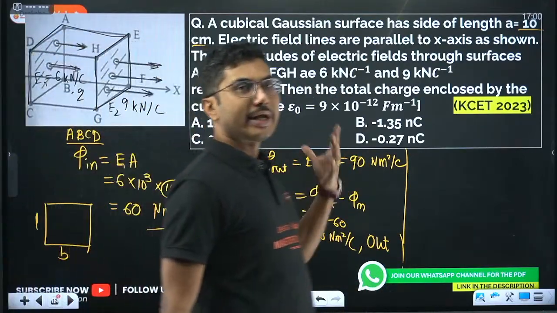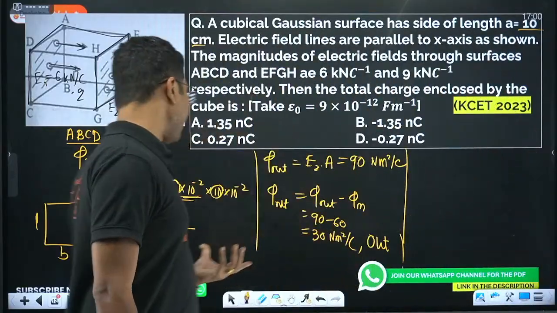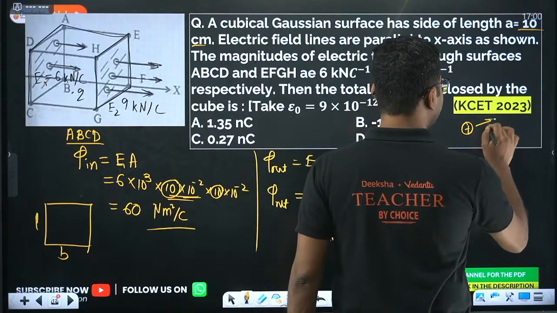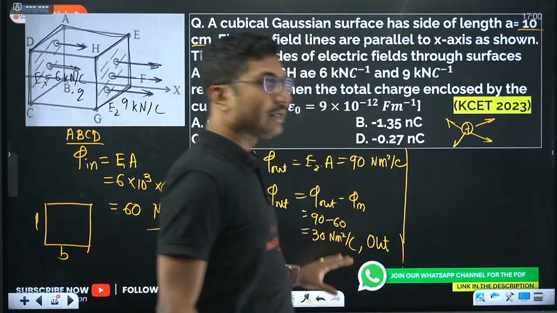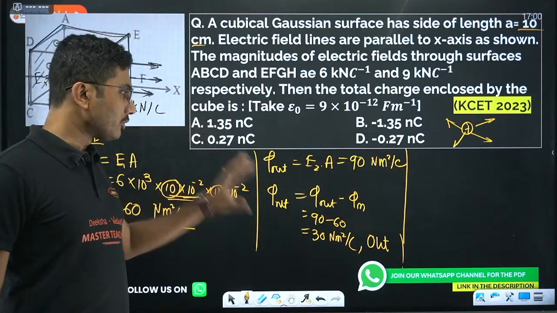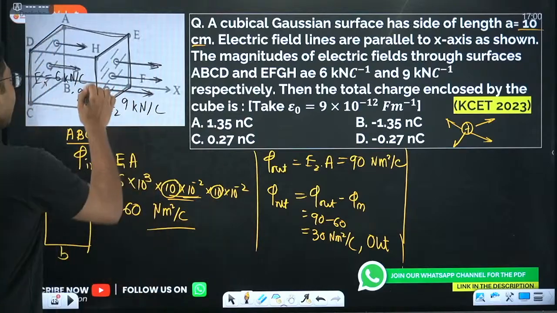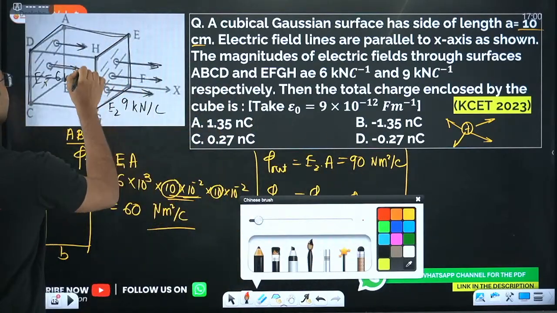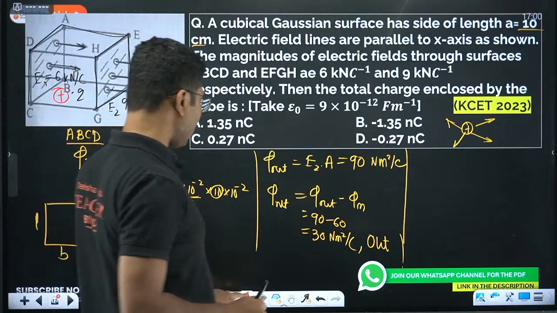Now when you get outgoing flux more, is it for a positive charge or for a negative charge? If you remember, positive charges have electric field lines outward. That means if net outgoing flux is positive, the charge inside must be a positive charge. Whatever is inside here must be a positive charge. It cannot be a negative charge.